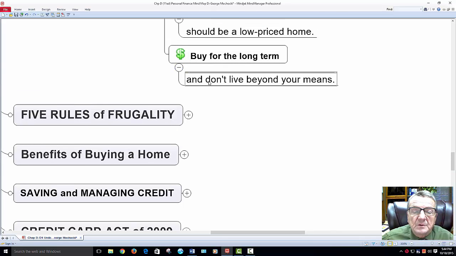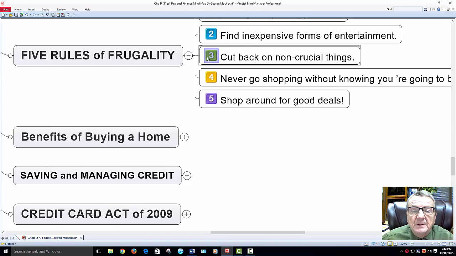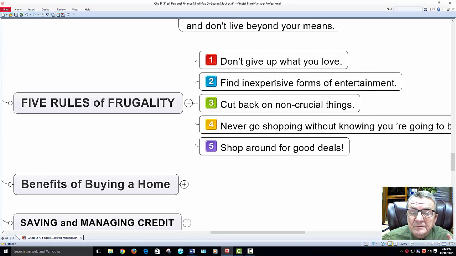And when looking to buy for the long term, don't live beyond your means. Okay, the 5 rules of frugality. Don't give up what you love. Find inexpensive forms of entertainment. Visit friends. You have Netflix. You have streaming. You have other media that you could use. Colleges, community colleges have a lot of activities.